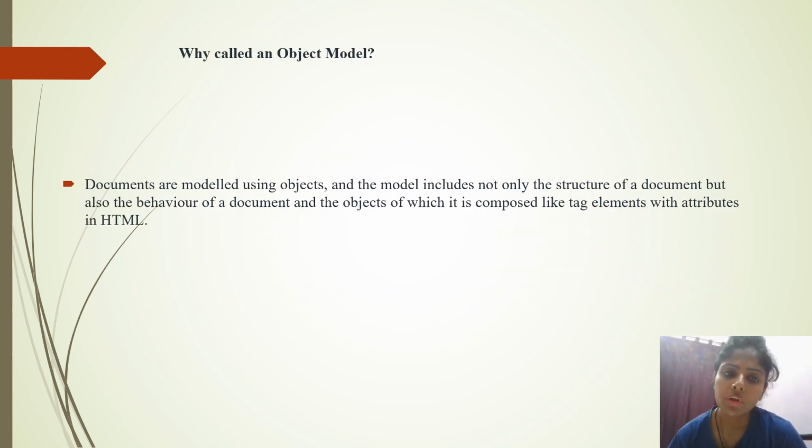So why do we call it an object model? Documents are modeled using objects. The model includes not only the structure of the document but also the behavior of the document and the objects of which it is composed, like tags and elements with attributes in HTML.